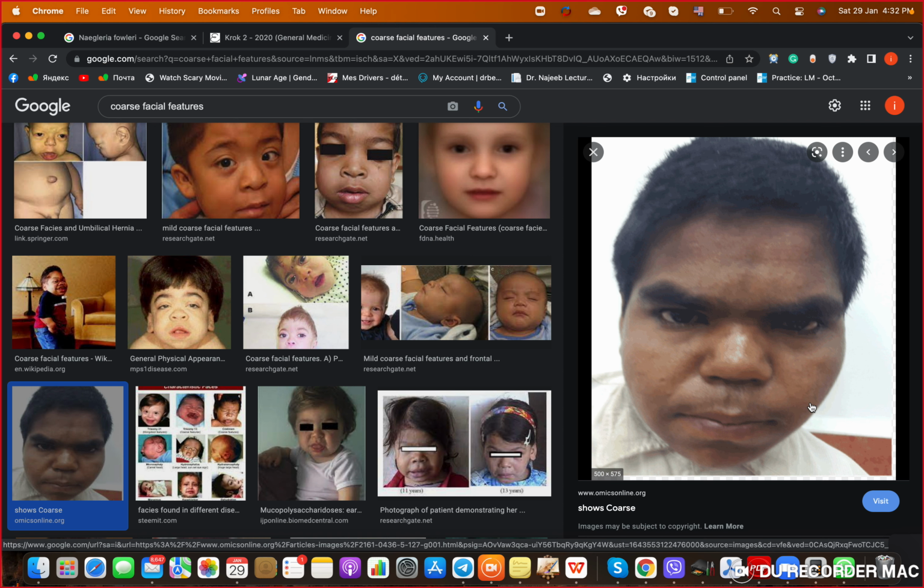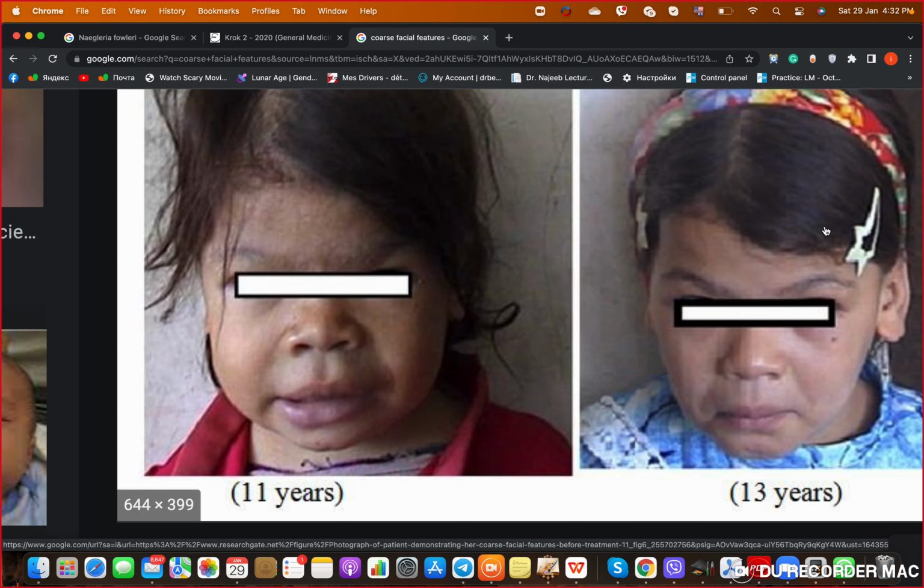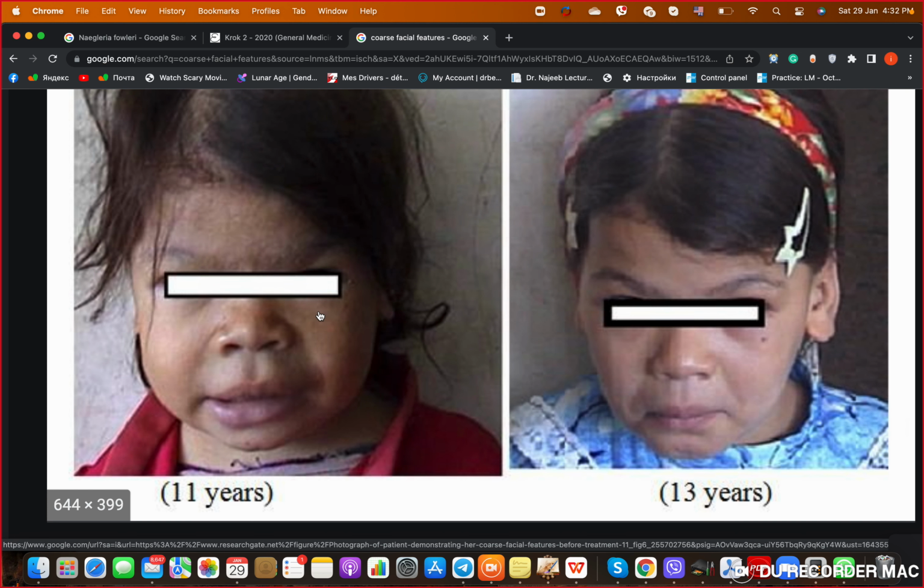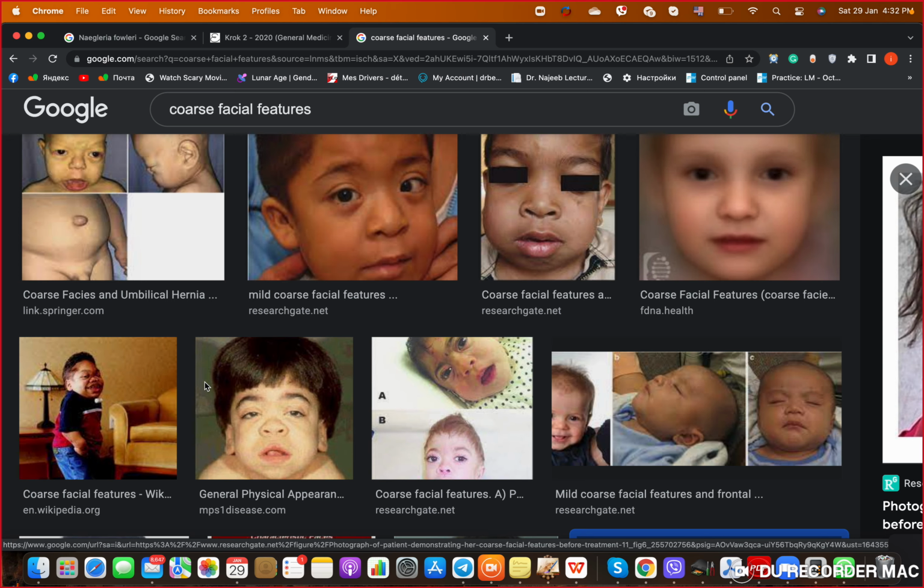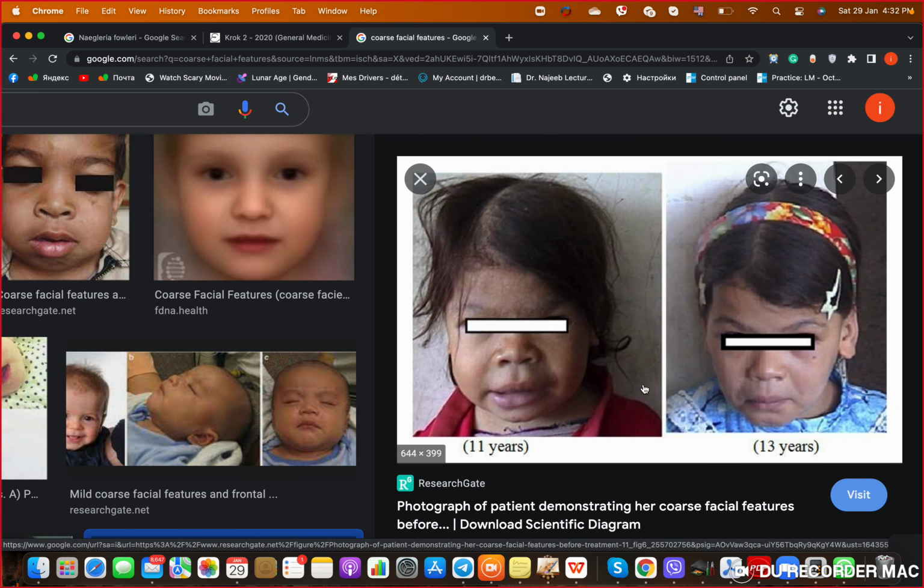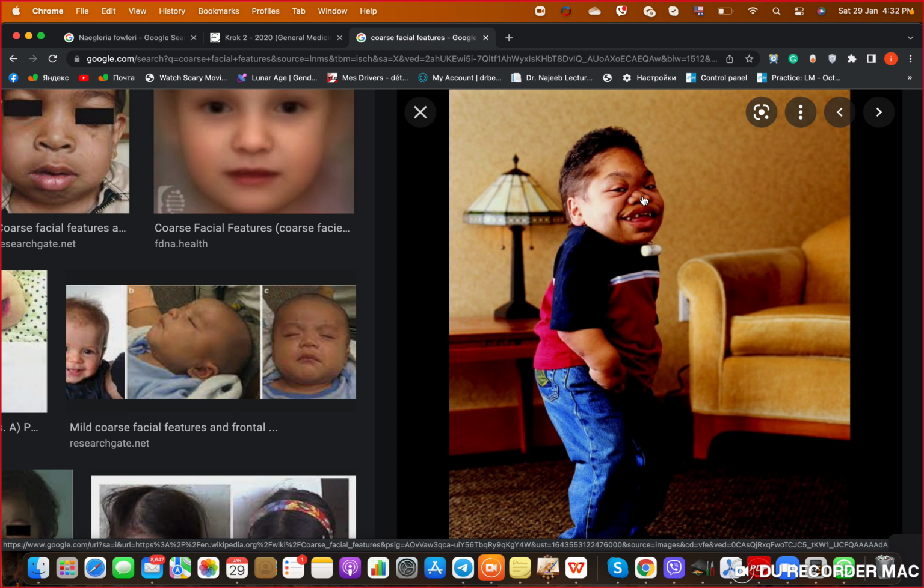Okay, I don't understand what the deal is. Well, look, compare this with this. The nose is much wider. Yes? The jaw is much wider. Correct? And that happens within a year. That's coarse facial feature. This boy. Can you see? Doc, when we spoke about Potter's, right, Doc?